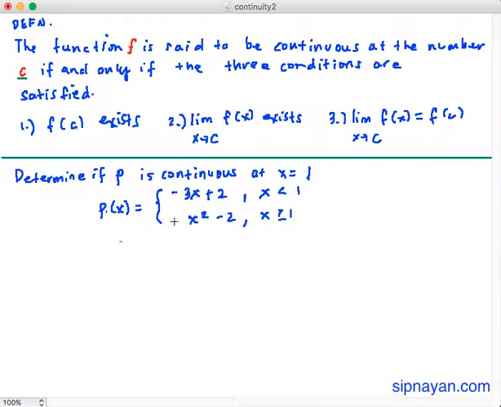Dito dire-diretso na tayo. So first, we have to check if f of c exists. Yun yung unang condition. Dapat tingnan natin kung nasa-satisfy ba siya. And here, syempre hindi naman f yung pangalan ng function natin, p na, and yung c natin ay 1. So we are testing if the function p is continuous at x equals 1. Therefore, yung pinag-uusapan natin dito, the point of continuity is at x equals 1. Ibig sabihin, ang test natin is p of 1.